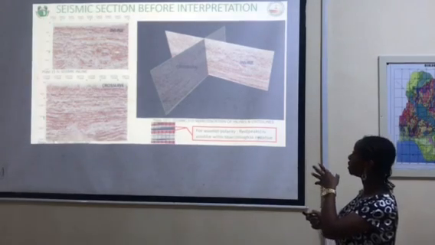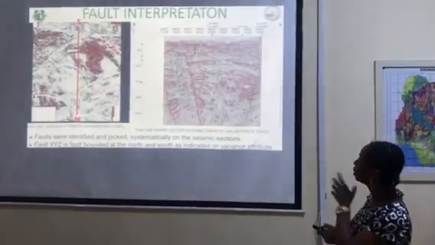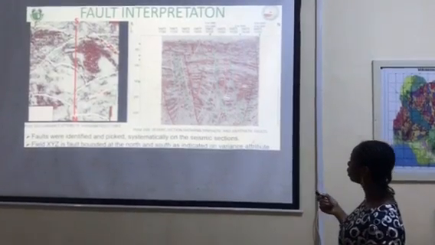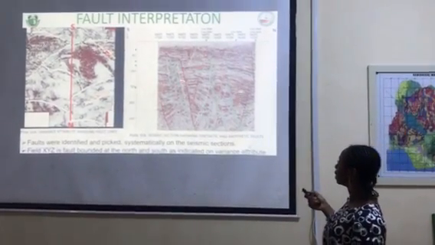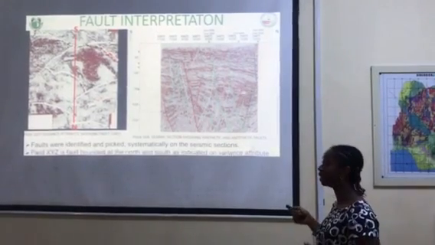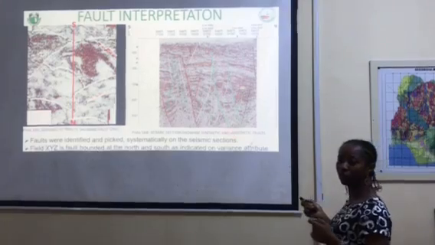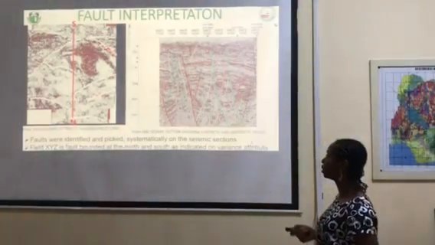These are uninterpreted seismic sections showing inline and crossline. This is an interpreted section showing picked faults. As you can see from this, the XYZ field is marked by several synthetic and antithetic faults, which is typical of the faulting system in the Niger Delta.